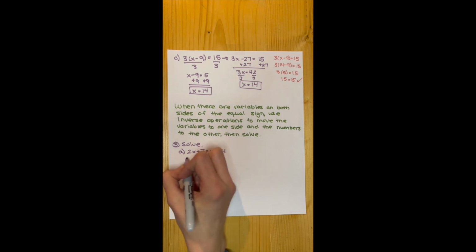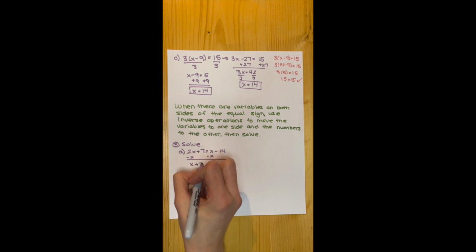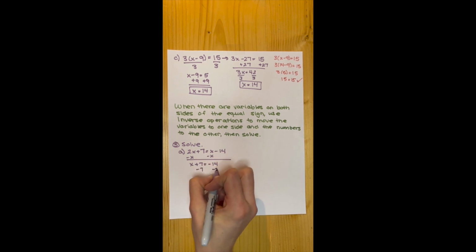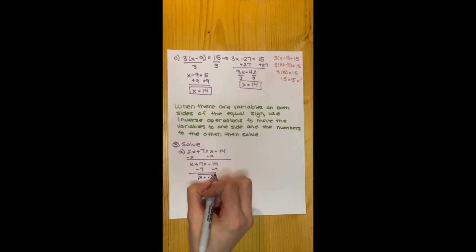I'm going to subtract the x from the left over to the right there. So 2x minus x is just 1x. So we get x plus 7 equals negative 14. Subtract 7 on both sides, we get x equals negative 21.